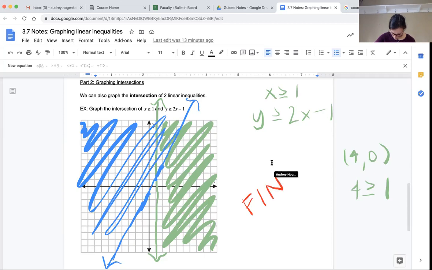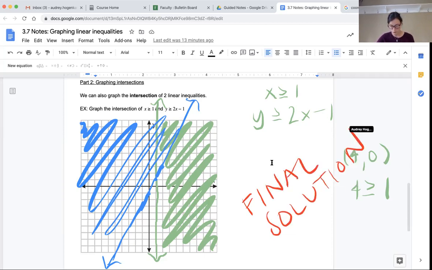Final solution. Well, my two areas overlap right in this little triangle. So my final answer is going to be that little triangle. And that is graphing intersections. Basically, you just graph both of your inequalities and then you see where do they line up. That's going to be my solution. So, yeah, that is graphing linear inequalities.